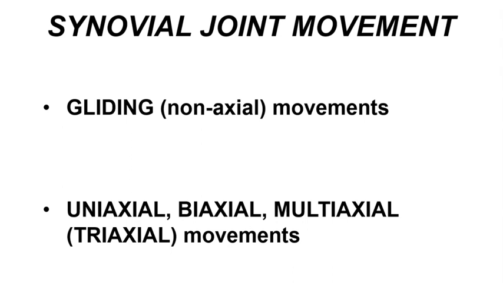Gliding or non-axial movements occur when two bones slide over one another. However, we don't see a significant change in angle between these two bones during that gliding movement. The other movements we will see changes in angle. The uniaxial joints allow for motion in one of these anatomical planes, so either in the transverse plane, the frontal plane, or the sagittal plane. Meanwhile, biaxial joints will allow for motion in two of those planes, and multi-axial or triaxial joints are capable of producing movement about all three of those anatomical planes.